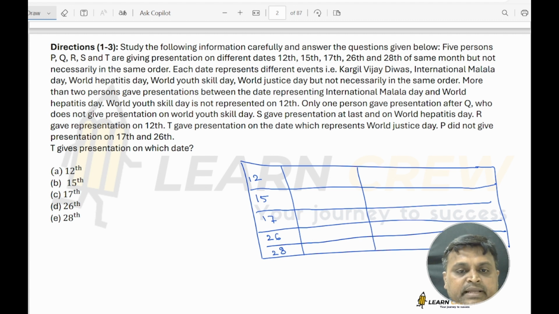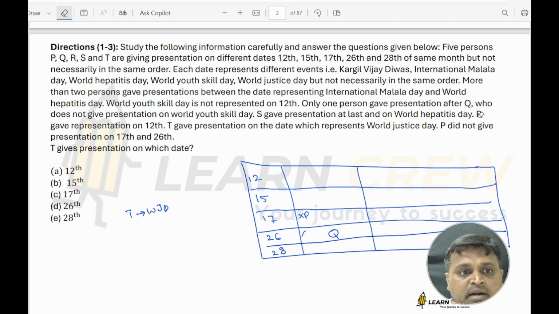It is given that T gave presentation on the date which represents World Justice Day. And P did not give presentation on 17th and 26th, so this is not P. Now only 1 person gave presentation after Q. Only 1 person gave presentation after Q means it must be Q. So now Q is fixed.